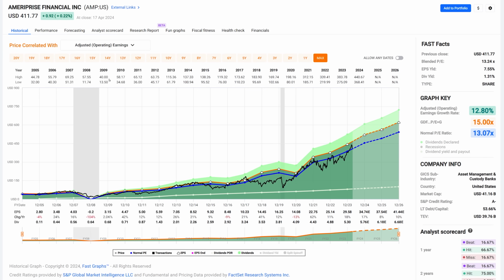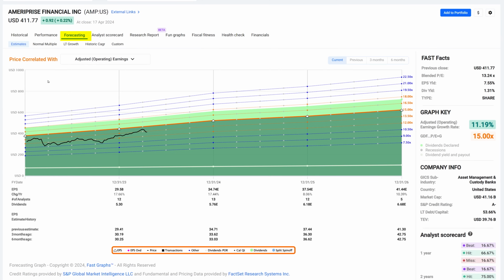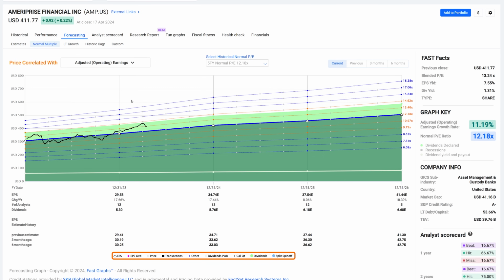With my next example, I'm going to look at Ameriprise, and I chose this for a reason. This company has historically grown at 12.8, but I want you to notice the market has historically valued it at about a 13 PE. Now going forward, looking at the forecasting graphs, we're expecting 11.19% growth. If I apply the normal multiple, this would be a 12.18% valuation or multiple or PE, and that's a little over an 8% earnings yield.